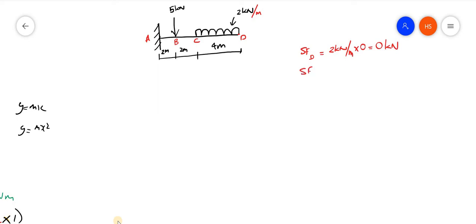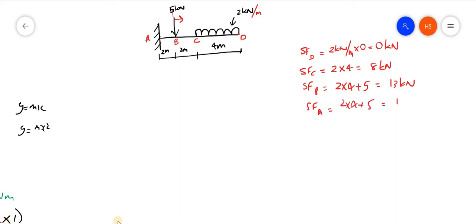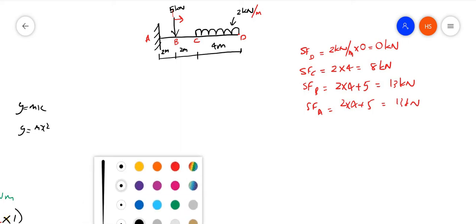Now the shear force at C. What is the shear force at C? It is the total load. That is 2 into 4, that is 8 kilonewton. Then shear force at B. What will be that? 2 into 4 is there, we are considering this section, plus 5. That is 8 plus 5, that is 13 kilonewton. And again the shear force at A is the same, 2 into 4 plus 5. That is 13 kilonewton.